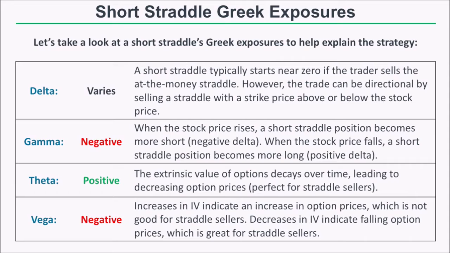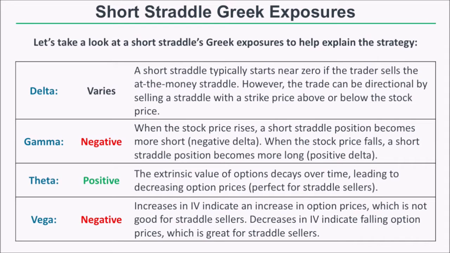Lastly, a short straddle position has negative vega, which means that increases in implied volatility are harmful and decreases in implied volatility yield profits. That's because an increase in implied volatility indicates that option prices are increasing. And when you sell options or you sell a straddle, you want option prices to decrease. So naturally, an increase in implied volatility is a bad thing. On the other hand, a decrease in implied volatility indicates that option prices are falling, and since you're short a straddle, that is good for you because when you sell a straddle, you want the straddle's options to decrease in price. So if you have an implied volatility decrease, a short straddle can make money from that.